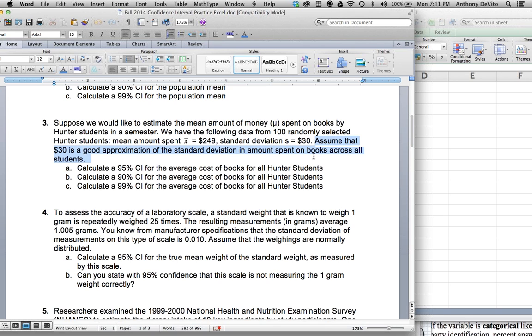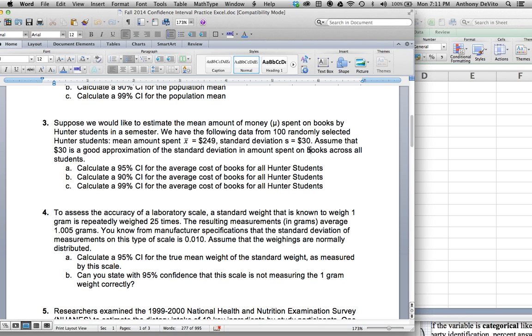Assume that $30 is a good approximation of the standard deviation in the amount spent on books across all students. And in fact, I might have done that anyway. Are you saying that we assume S equals sigma? Yes. So then you'd use the z-score? I'm using the z-score. Now, why am I using the z-score in this particular problem?